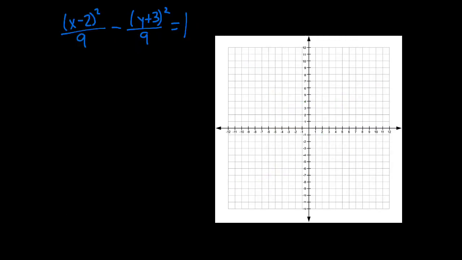Last example here, this time we are moving our center. So we have x minus 2 squared over 9 minus y plus 3 squared over 9 equals 1. So it's x squared minus y squared, so we're going to be opening out to the left and to the right. Our center: x minus 2 shifts us to the right 2, and y plus 3 moves us down 3. So our center is at 2, negative 3.